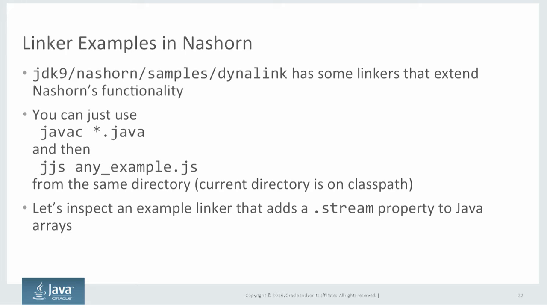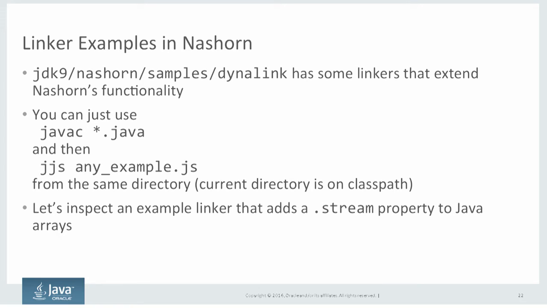You are invited to go to the Nashorn source code repository, build your own instance of Nashorn, and then go to JDK9 Nashorn samples Dynalink. This directory is full of goodness. Many examples for various aspects of the Dynalink framework. And in fact, many of the examples I have in this talk on these slides here are from that directory. Just compile everything there and then run with the JJS executable any of the examples.